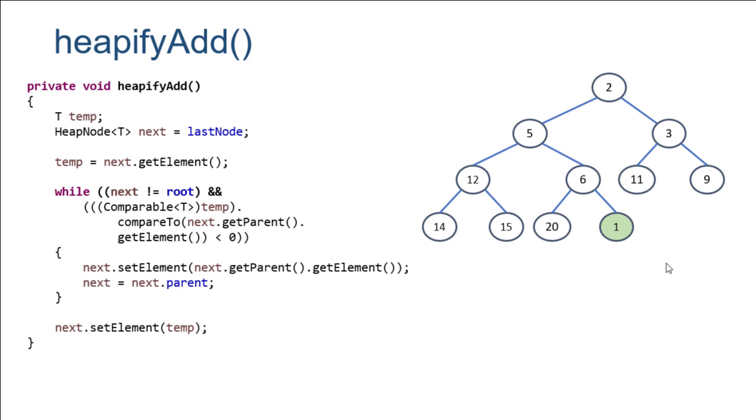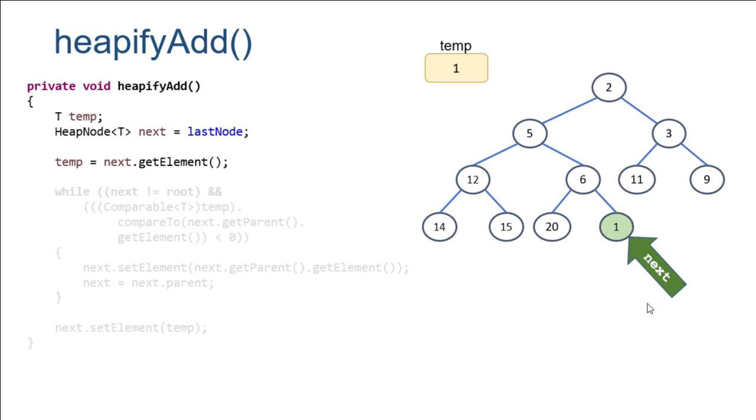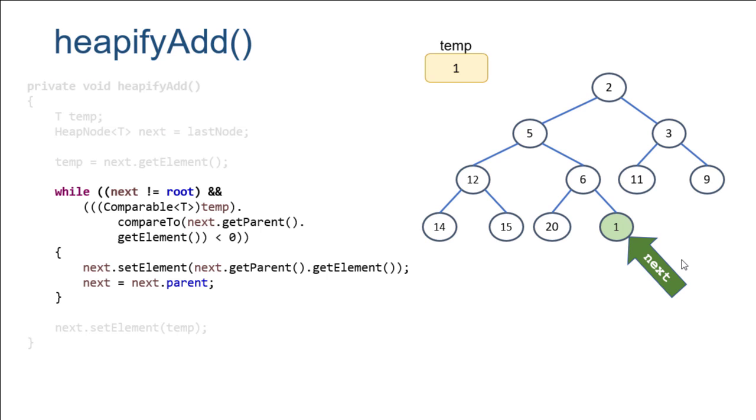So now let's say we add a 1. We're going to store the element that we added, which is 1, in our temp variable, and we're going to set next to the last node. And now you can see that we have some ordering issues, so we're going to have to do some work. Here we can see that the temp value, which is the value we added, is less than the element stored at the parent of next. So we're going to set the element of next equal to the parent's element. So you can see now we have a 6 in this node. What happened to the 1? Well, we overwrote it here, but remember we still have that value in temp. That's why we're doing the comparison with temp.